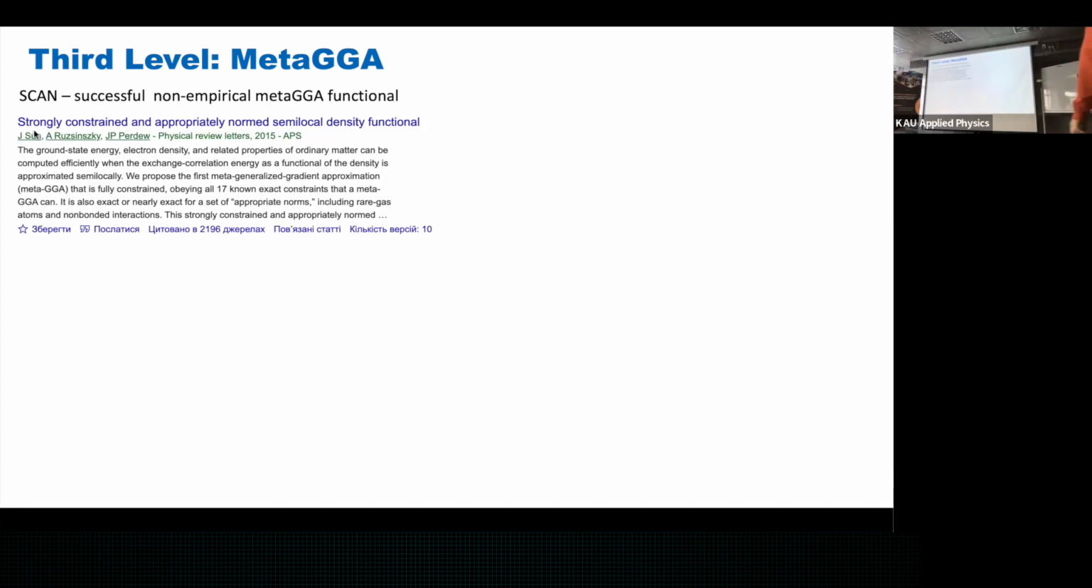And this is SCAN, a very popular potential by now. Here we also see John Perdew. He is a co-author of almost all successful functionals. That's why he has 300 citations. It's an abbreviation: strongly constrained and appropriately normed semi-local density functional. In 2015 it had 2,000 citations last year when I made the screenshot.